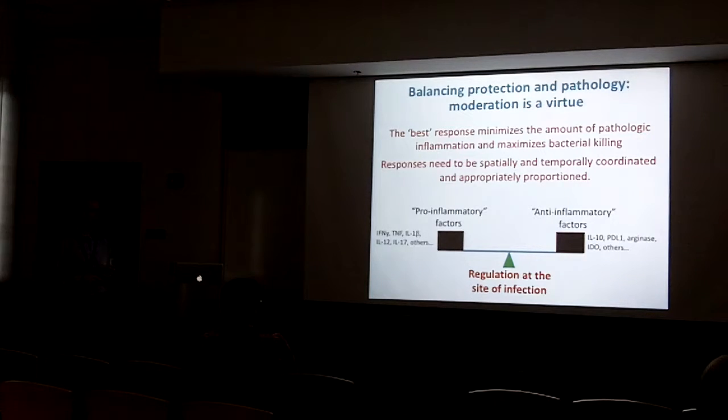Something else that's becoming more and more apparent is that these responses need to be spatially and temporally coordinated. An early granuloma probably has different biology and different requirements than a later granuloma. And the cells in the lymphocyte cuff need to do different things in the right time and the right place relative to cells in the epithelial macrophage region. So we're trying to figure out how all this works. A lot of what we do is looking at regulation at the site of infection, and that's really where it's at in TB.